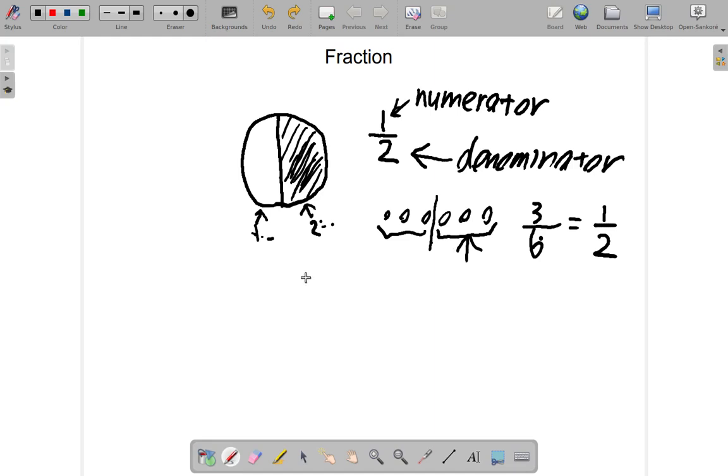Now, in a case where I have 1, 2, 3, 4, 5, 6, 7, 8 apples, it could be a case where I get 4 out of the 8. Somebody else gets the other 4. So I get 4 out of 8. So in this case, the 4 is telling me how many I got, and the 8 is telling me how many parts there are, 8 of them.